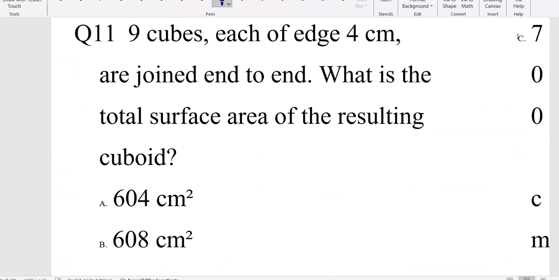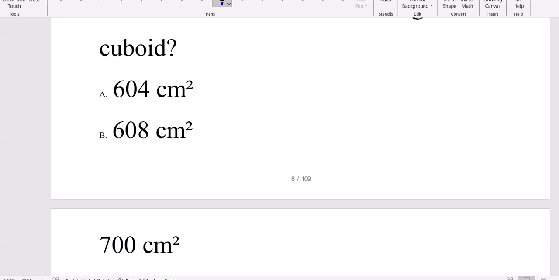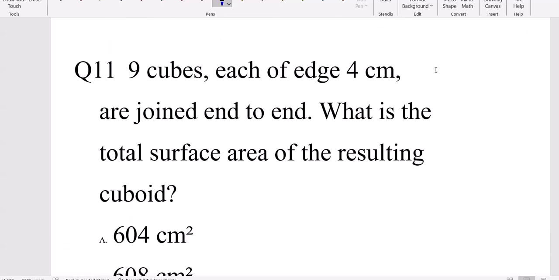Right now, this question your friend is asking is also a concept oriented question. 9 cubes, each of its 4 centimeters, means each cube has length 4, breadth 4, height 4. Like that, 9 cubes are there. You join them one by one, end to end. Not like a square shape, nothing like that, but end to end, like first row 1, 2, 3, 4. We have a chain, they kept like 9 cubes. Okay.